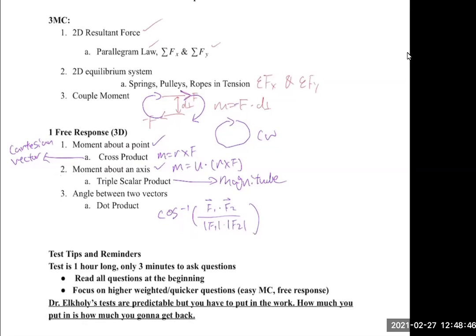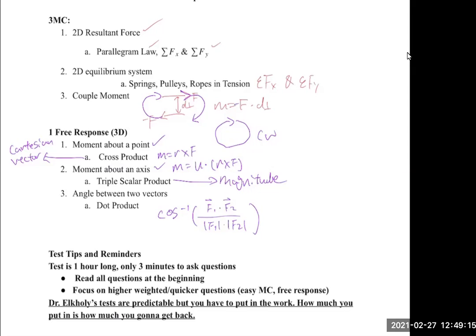So this is pretty much everything that I cover on this midterm exam, okay? And just some test tips and reminders. This test is about an hour long, and I won't say you only have 3 minutes to ask a question, but you don't really want to ask questions as much as you can, because it's a waste of time. You only have an hour and you have to finish these 4 problems.